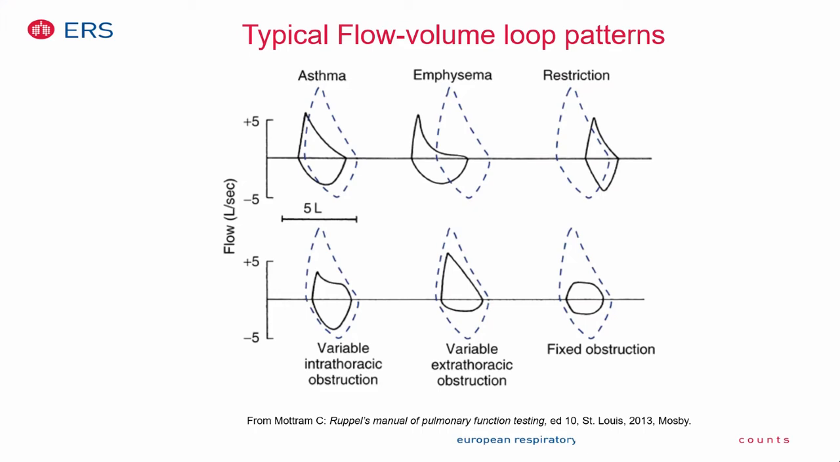And if you have a fixed obstruction of your airways, let's say in a pulmonary vascular sling or any malformation that gives you a fixed obstruction of the trachea, then you have this decapitated flow volume curve as well in expiration as also in inspiration.